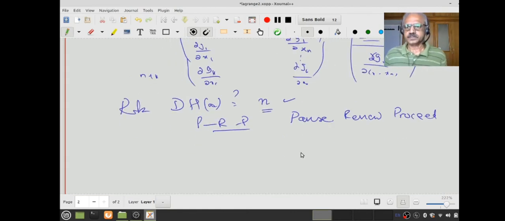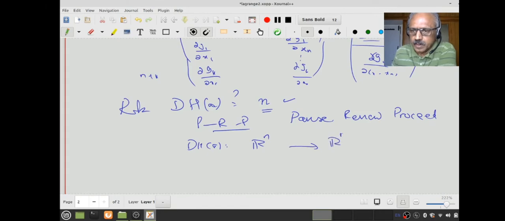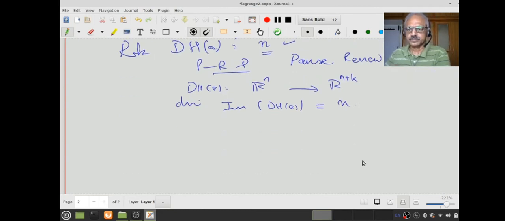Okay, keep this in mind. Okay, right. Therefore Dh will be a linear map from Rn to Rn plus k. Therefore the image or the range of Dh is n dimensional. Okay, keep that in mind. Now let us look at what I want to do. I want to look at f composite h.